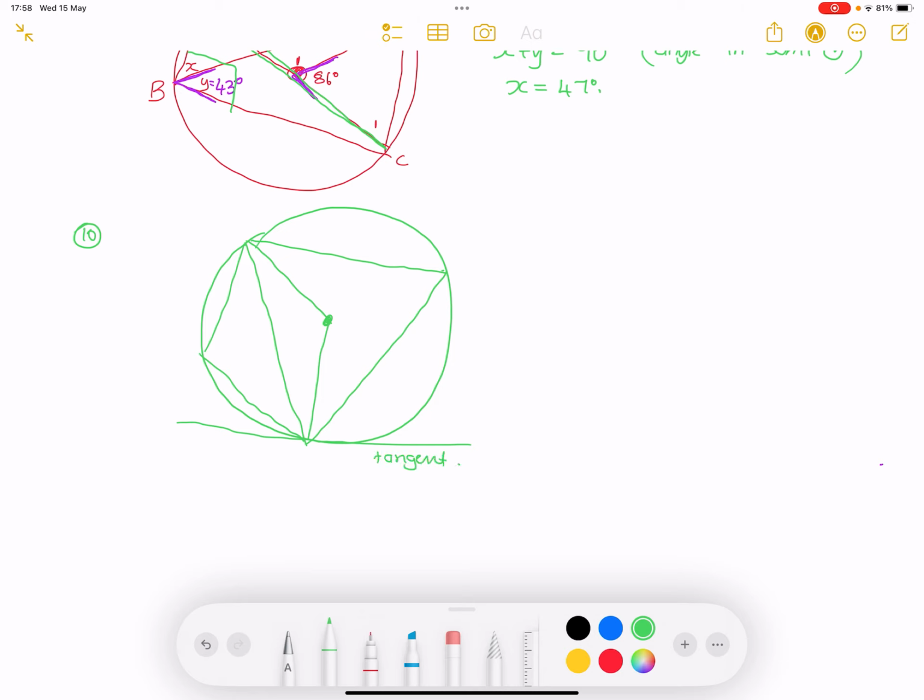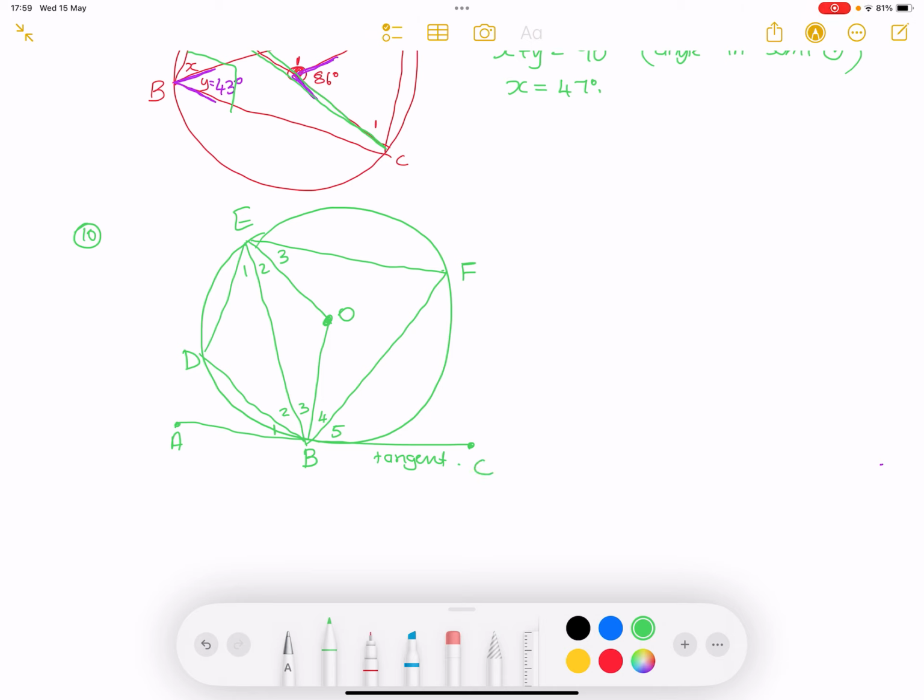Yes, ma'am. They say AC is a tangent. Let me first write in. That is E. So I've got 1, 2, 3. And this is D. This is O. And this is B. And that starts there. Angle 1, 2, 3, 4, 5. This is F. And this is A, and this is C.